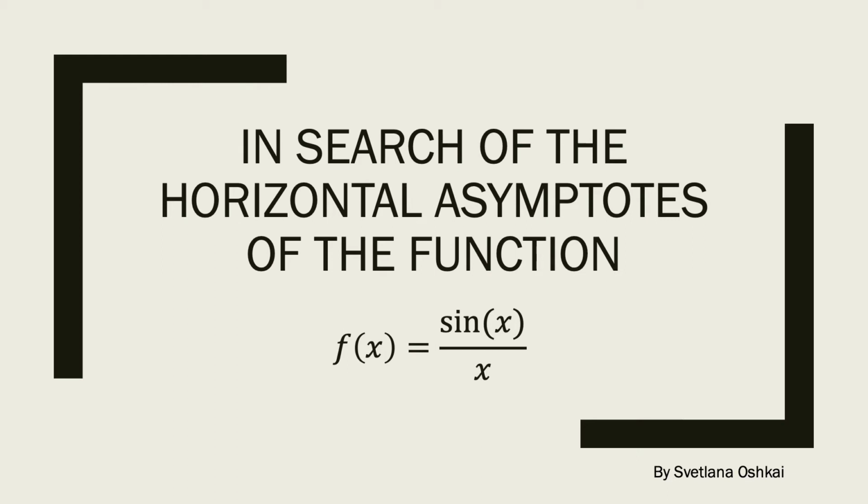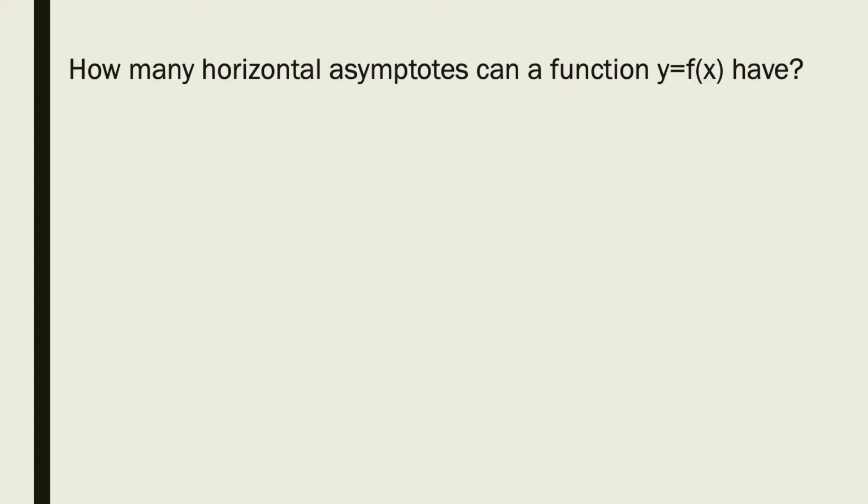In this example, we will talk about how many horizontal asymptotes a function f of x can have. We will specifically discuss the case of the function sine of x divided by x and see if this particular function has any horizontal asymptotes. How many horizontal asymptotes can a function y equals f of x have?